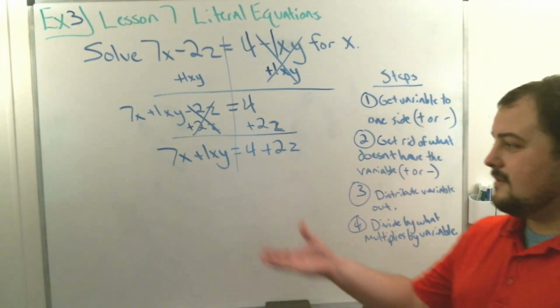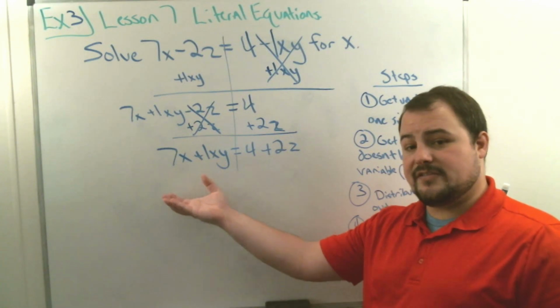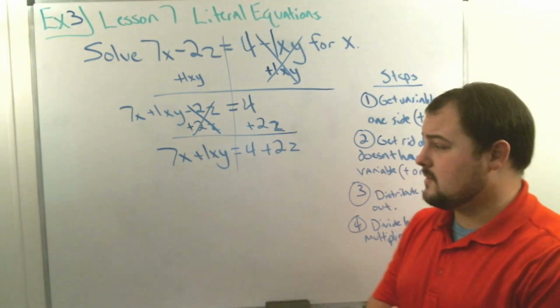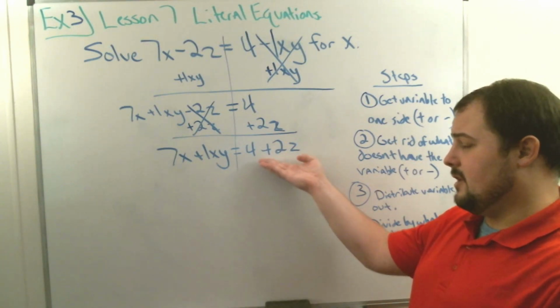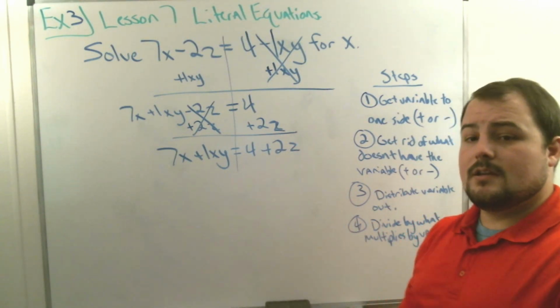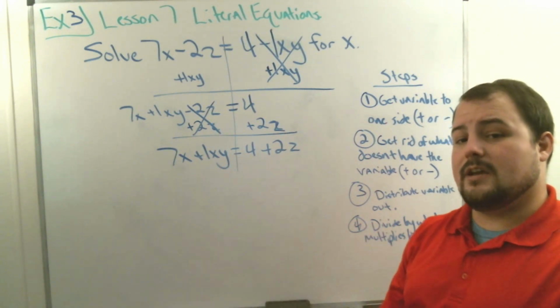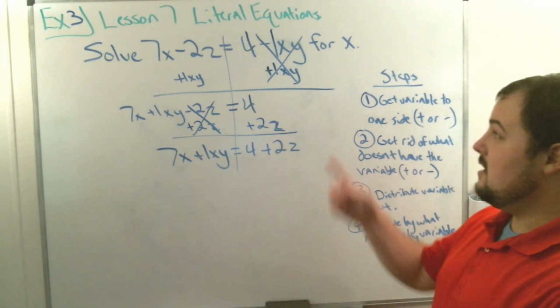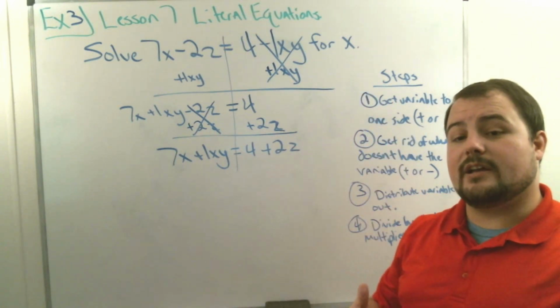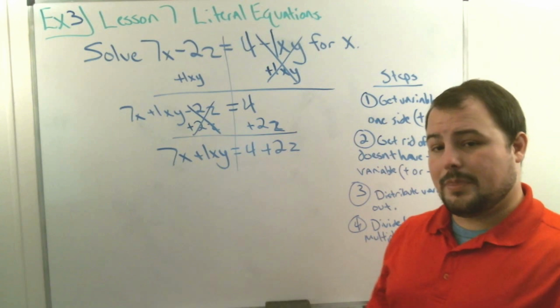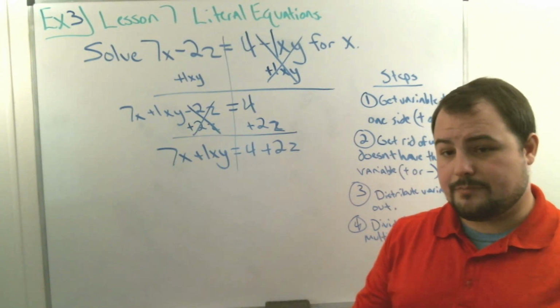But again, now the only thing we have on the left side is something that has our variable. Our variable is the variable x. Nothing that has the variable x is on the right side. So everything that has the variable x is on the left, and nothing that doesn't have the variable x is on the right. And again, it's because we wanted the variable x all alone that we had to put it on the same side. Now, we're going to do the distribution property.